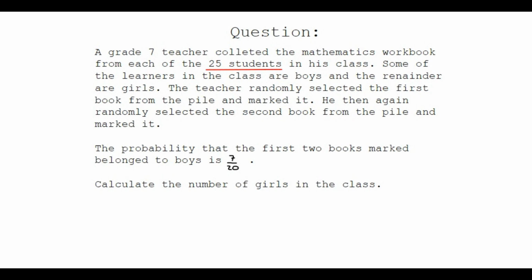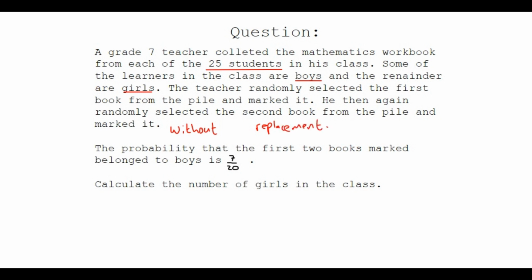Some of the learners in the class are boys, and the remainder are girls. The teacher randomly selected the first book from the pile and marked it. He then again randomly selected a second book from the pile and marked that. What we need to see here is the book was not placed back. So this is technically a tree diagram without replacement. Very important to note.